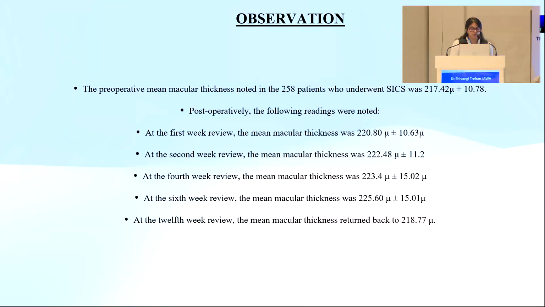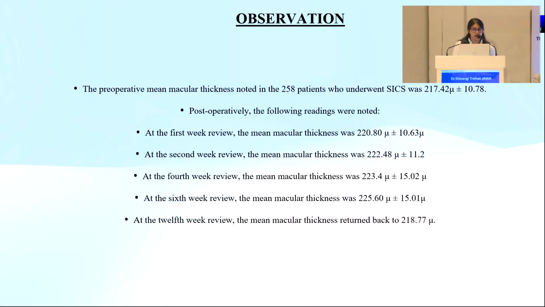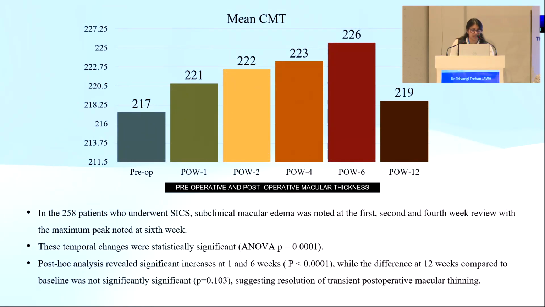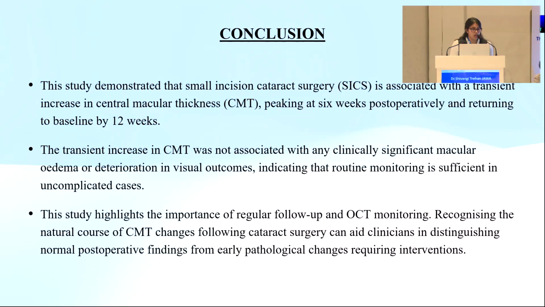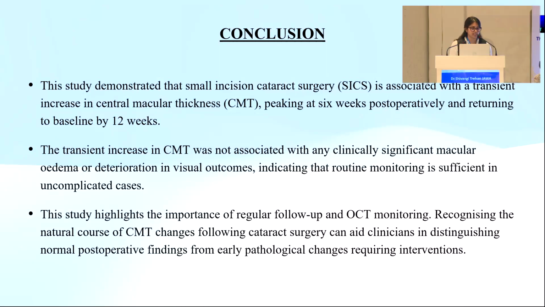The observation we found was that the preoperative mean macular thickness was 217.42 microns. Post-operatively, we measured at the first, second, fourth, sixth, and 12th week. The first week was 221, the second week was 222, the fourth week was 223, the sixth week was 226, while on the 12th week it returned to 219. In 258 patients, subclinical macular edema was seen, and these temporal changes were statistically significant. The study demonstrated that SICS is associated with a transient increase in CMT, which peaks at 6 weeks post-operatively and returns to baseline by 12 weeks.